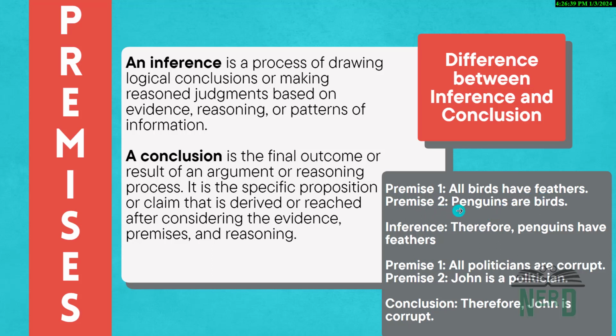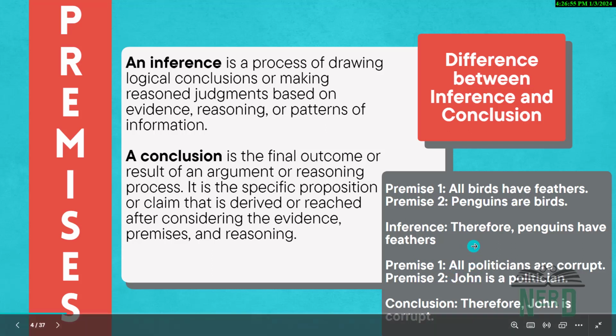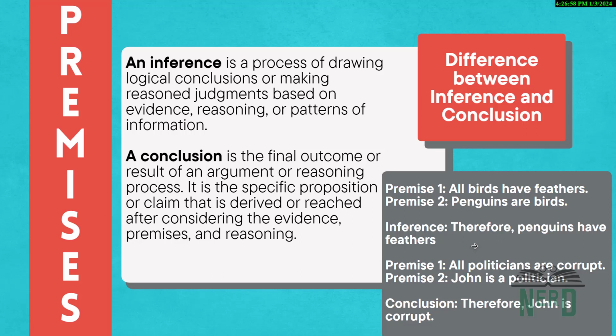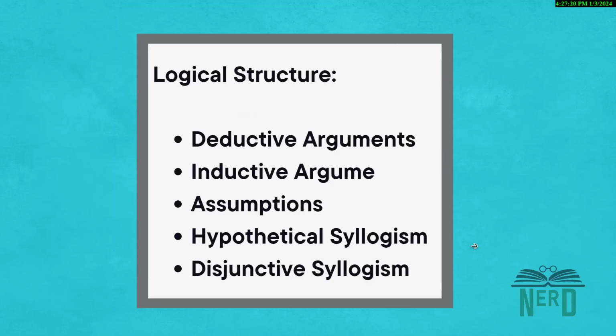In premise 1 it says all birds have feathers, and premise 2 says penguins are birds. So the inference is that penguins have feathers, right? So that is your inference. The same happens with the conclusion also. Here premise 1 says all politicians are corrupt, and premise 2 says John is a politician, and we conclude that if both are true then John is also corrupt, right? I'm just giving you examples to let you know what the premises, the inference and the conclusion are. And in our next session we'll talk about the structure, which is very important.